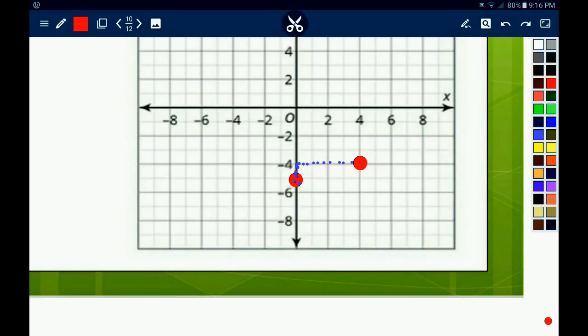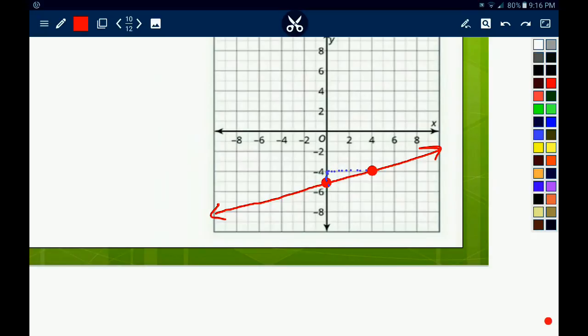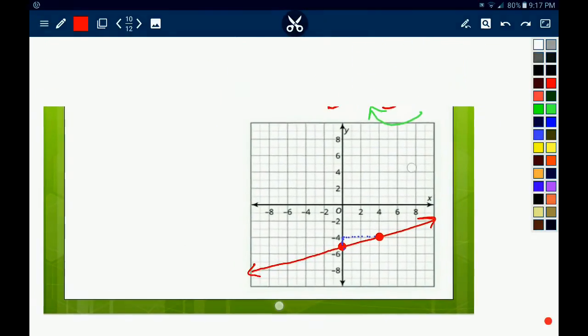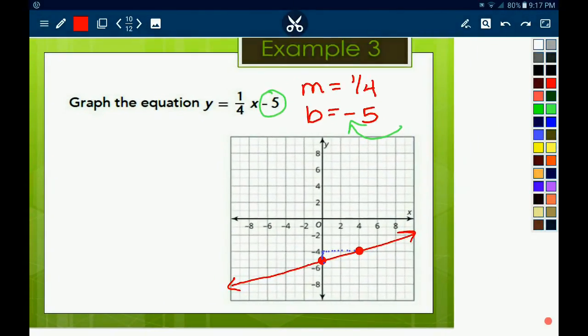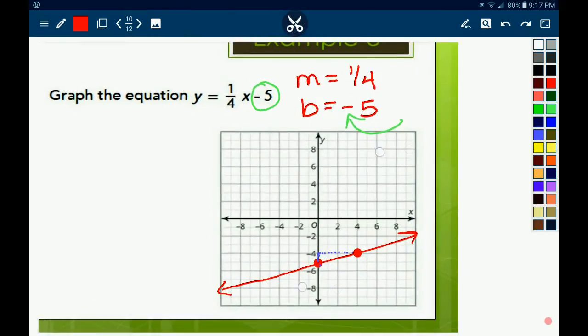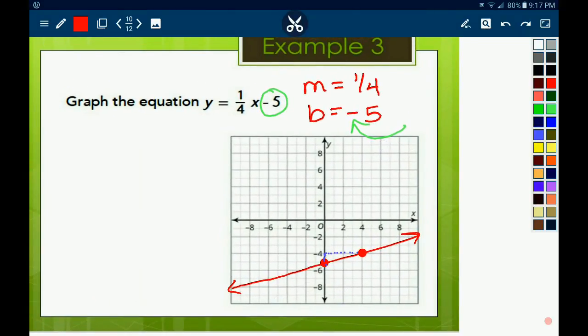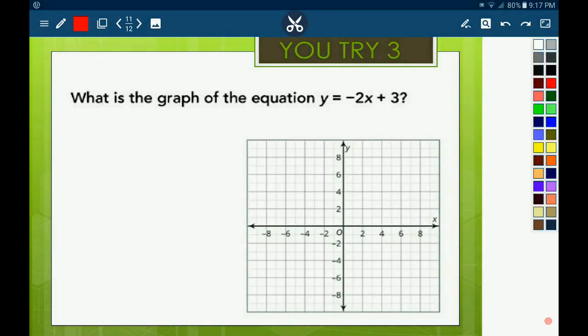We just connect the dots, making sure we extend the line all the way across the graph, and we put arrowheads on the end. So just from looking at that equation, we didn't need to generate a table or anything now. We can get the graph going without coming up with values, just by using the y-intercept and the slope. Let's have you guys try this in your own U-Try.